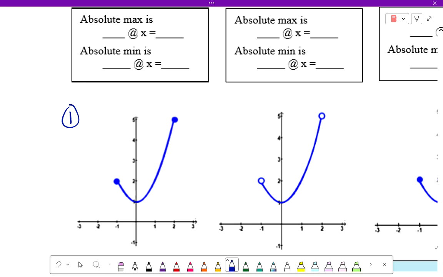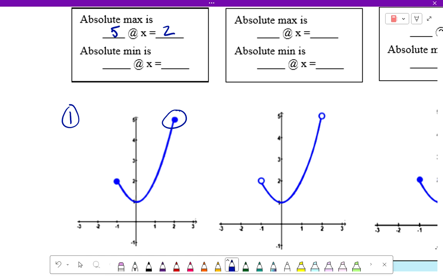Show me with your fingers, what do you think the absolute maximum is? The absolute maximum is 5. Because if I'm asking absolute max, I mean the y value. What's the biggest? Oh, the biggest is 5. At x is equal to what number? That's 2. The what is 5. The where or the when, that's 2. That's the x value.